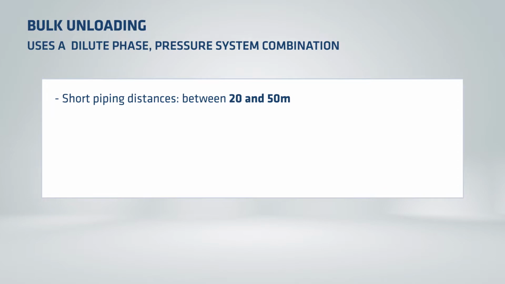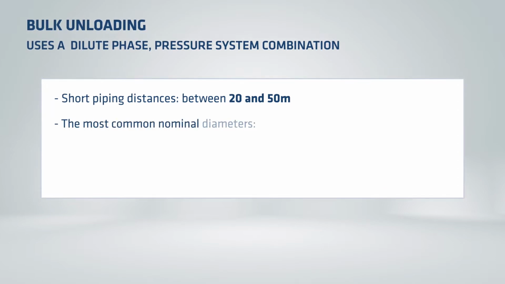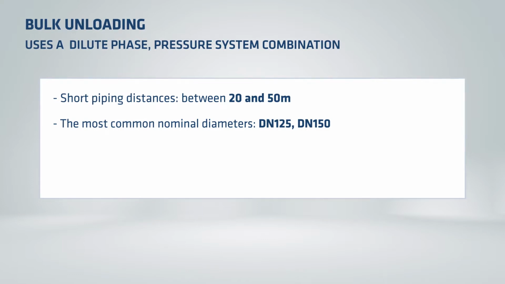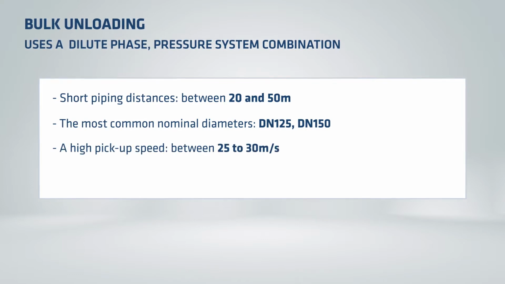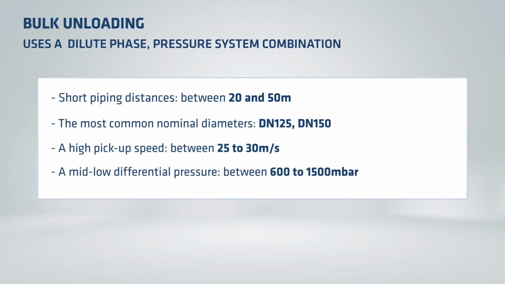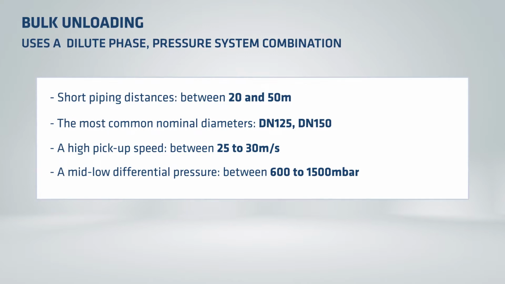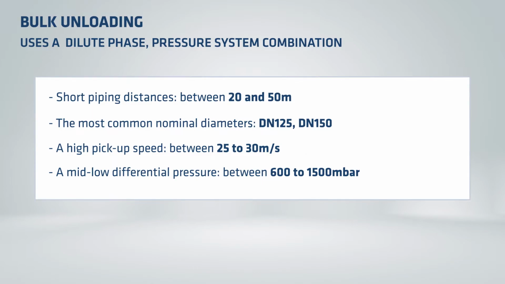Short piping distances between 20 and 50 meters. The most common nominal diameters are DN125 and DN150. A high pickup speed between 25 to 30 meters per second. And a mid-low differential pressure between 600 to 1500 millibar.